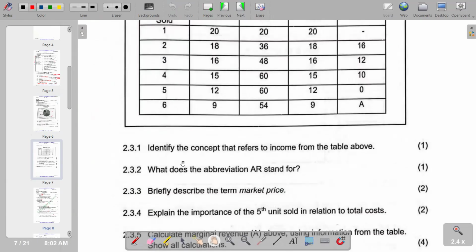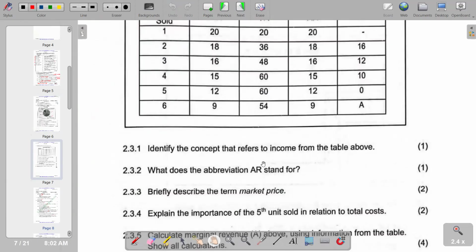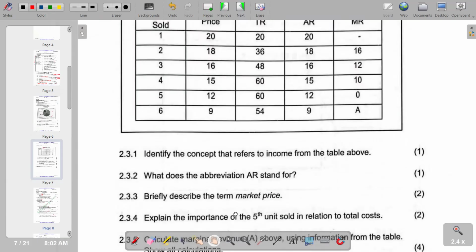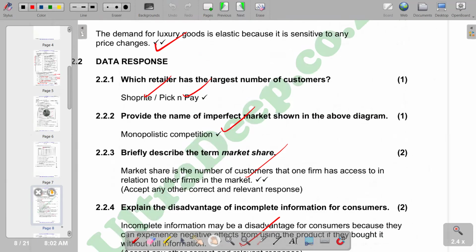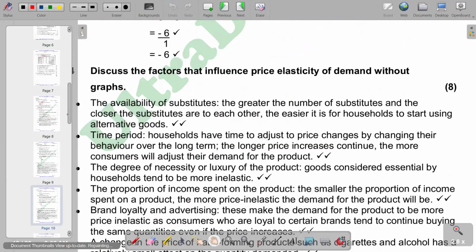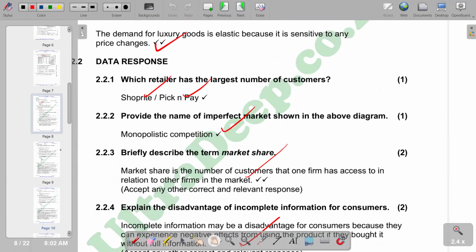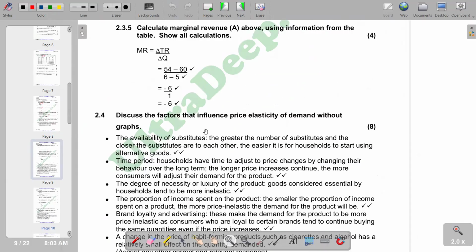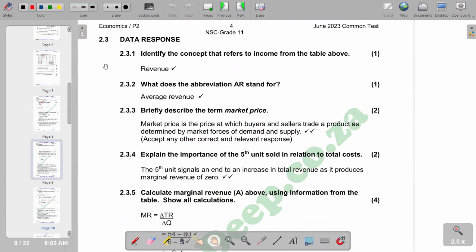So according to 2.3.1, identify the concept that refers to income from the table above. So what is the concept that is referring to income? You would see that we have the term revenue here, which is referring to income. Then we go to, what does the abbreviation AR stand for? We know that AR stands for average revenue. So we've got average revenue, and then on the first part, 2.3.1, we've got the answer as revenue.